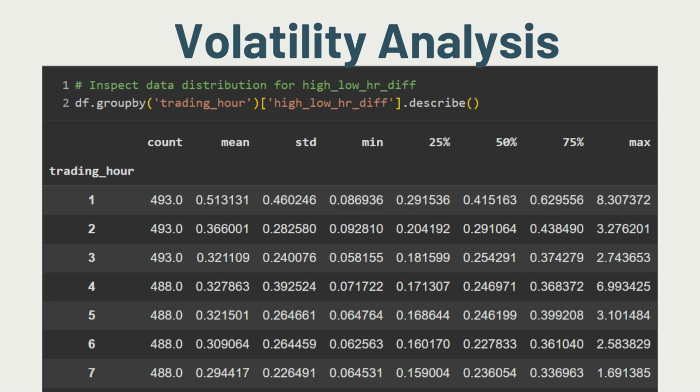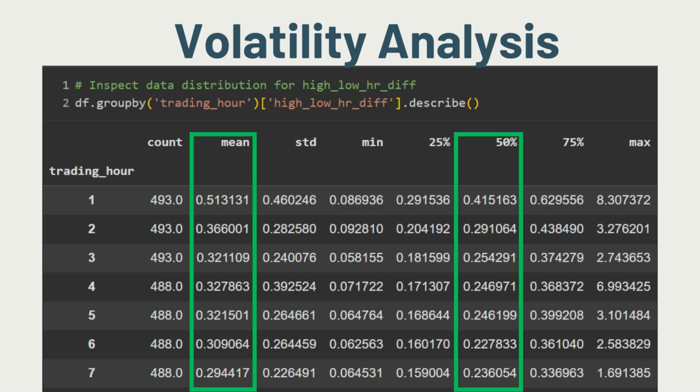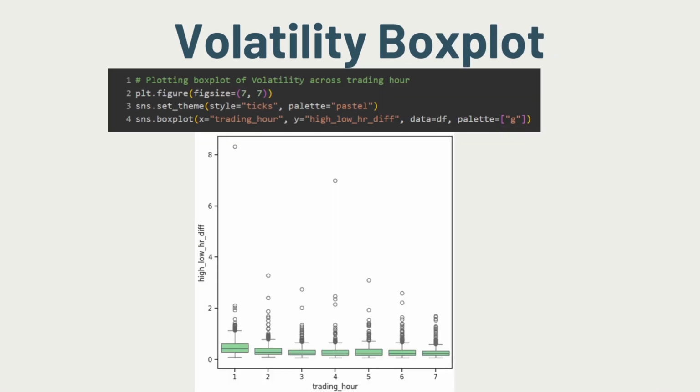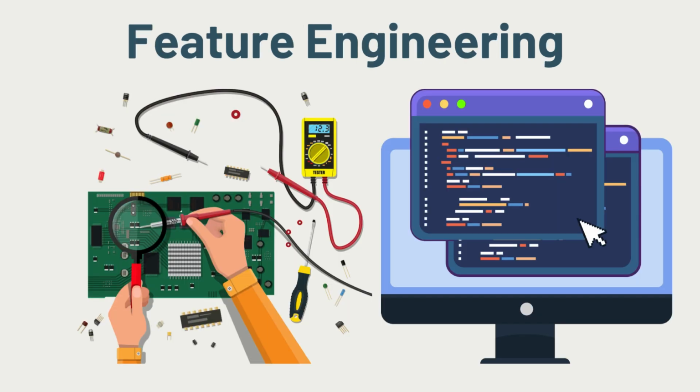Another thing we might observe is that the mean across the trading hours are higher than the median, or the 50th percentile. This means that the distributions are positively skewed with a right tail. We can confirm this in the form of a box plot to observe the distribution visually. There are indeed outliers across all the trading hours. From a simple feature created, we are able to observe so much information from a basic exploratory data analysis.